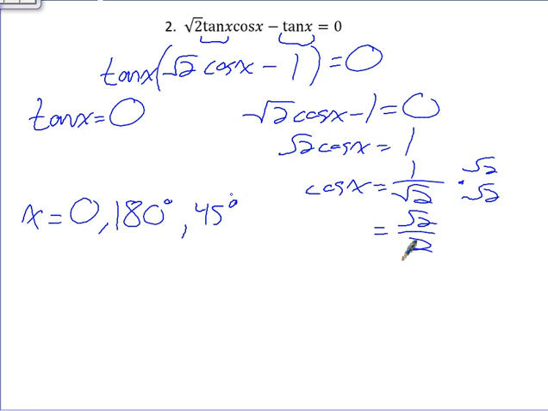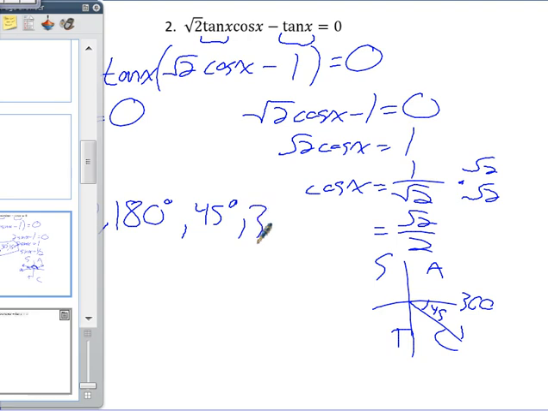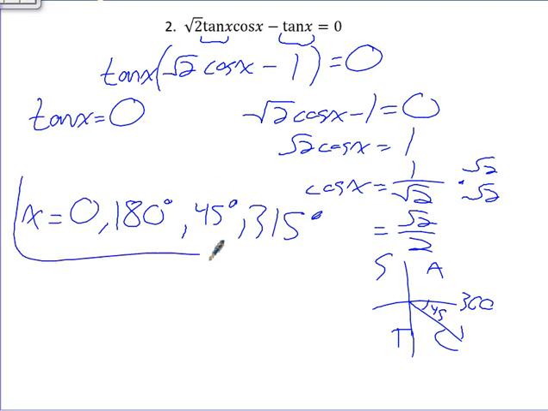But then I need to find where else cosine's positive, which is in the fourth quadrant. So I'm looking at a 45-degree reference angle here. If this is 360, I can just do 360 minus 45, and I get 315 degrees. So those are my 4 answers for that problem.